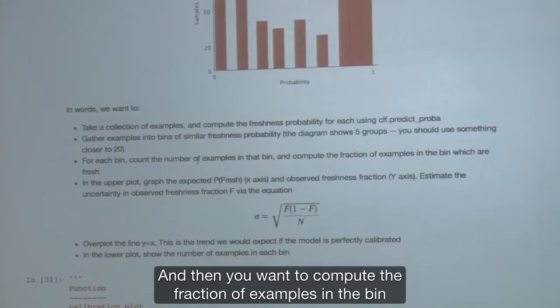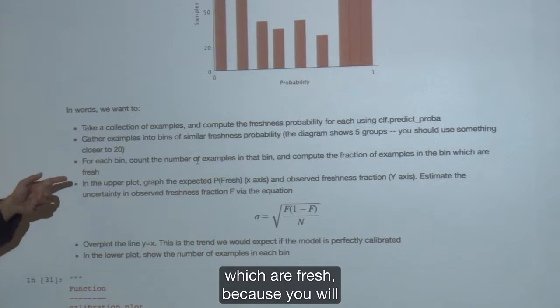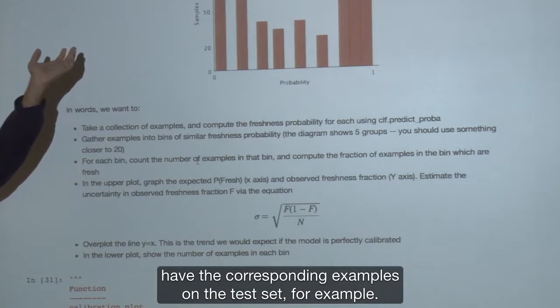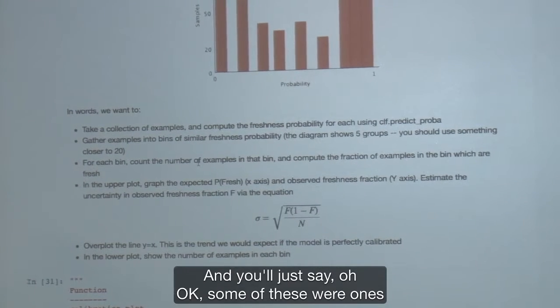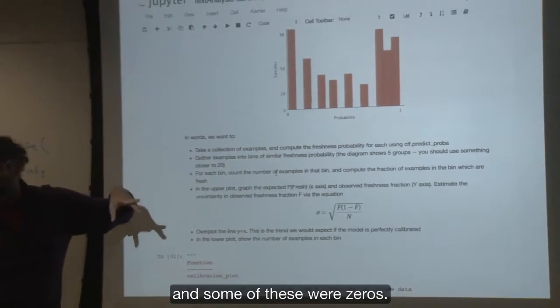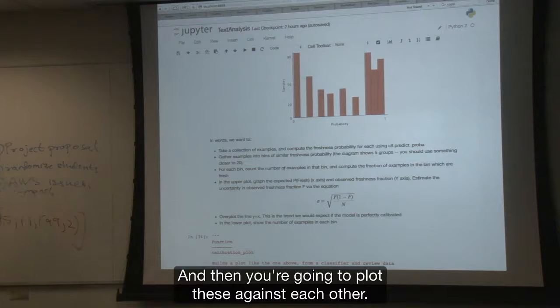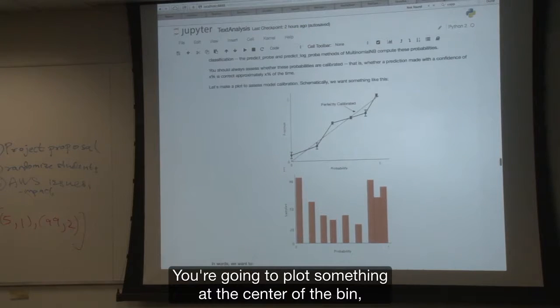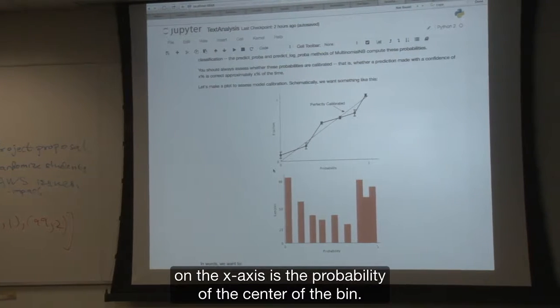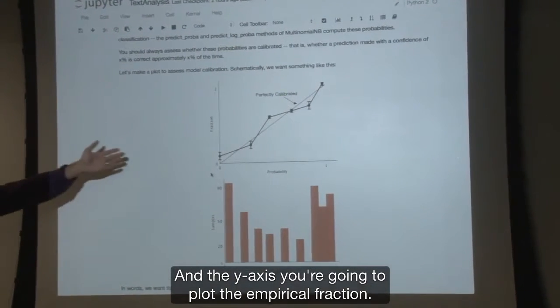And then you want to compute the fraction of examples in the bin which are fresh, because you'll have the corresponding examples on the test set. You'll just say, okay, some of these were 1s and some of these were 0s. Compute the fraction that were 1. Okay? And then you're going to plot these against each other. On the x-axis is the probability at the center of the bin, and on the y-axis, you're going to plot the empirical fraction.